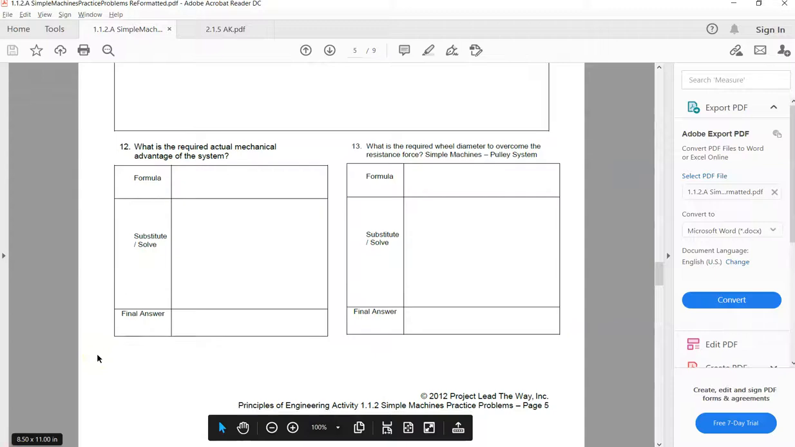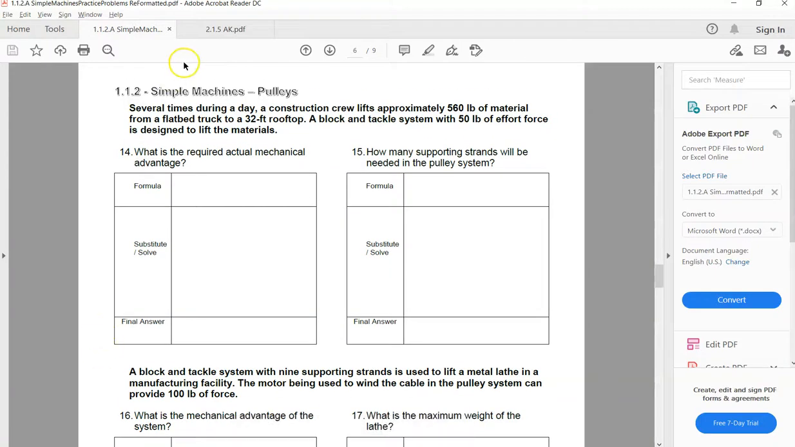That was the last problem, right? Yep. All right, in the next video we'll discuss pulleys.